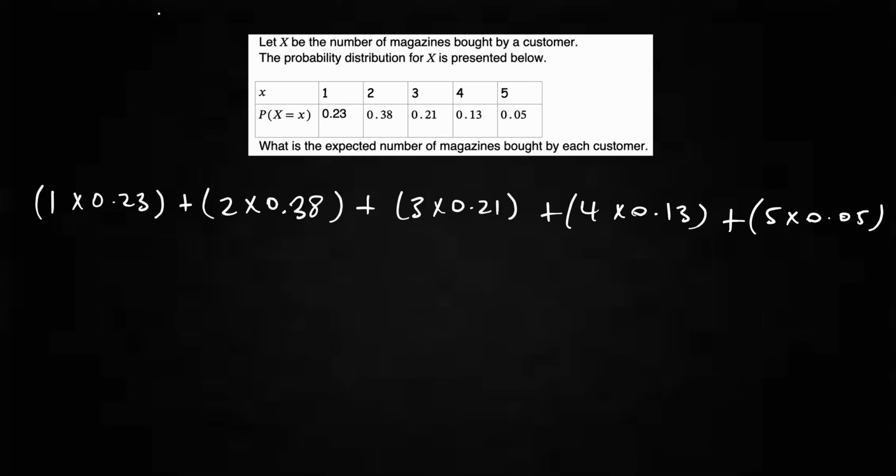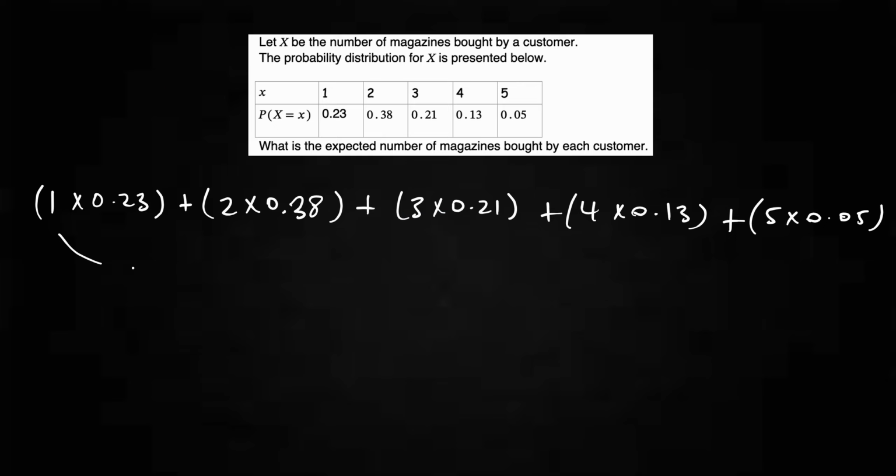Do you get what I've just done? These are the numbers of magazines people have the ability to buy, right? You can either buy 1 or a maximum of 5. These are the probabilities of each of those. So if you look at here, 1 times 0.23, that's the probability of somebody buying 1 magazine. Likewise, 2 times 0.38 is the probability of somebody buying 2 magazines. 3 times 0.21 is the probability of someone buying 3 magazines. By that I mean 0.21 is the probability. When you multiply that by 3, that's the number of magazines that people will buy on average.